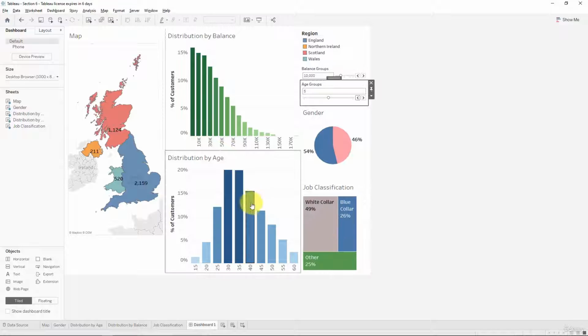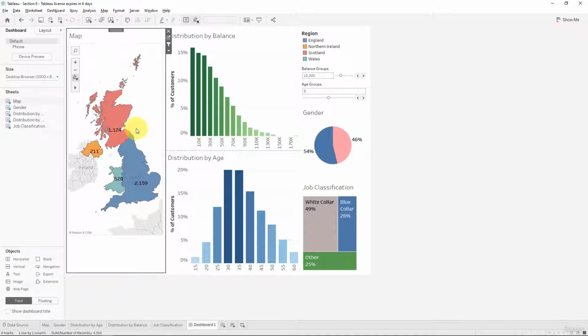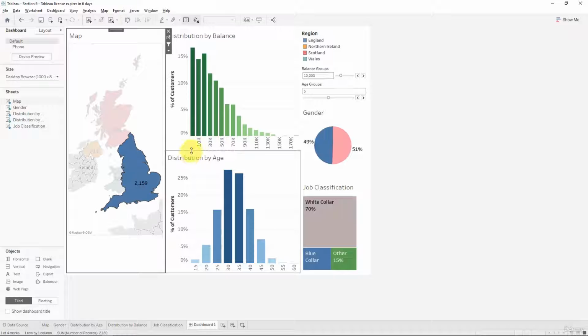All right, so now let's look at the regions and see how, when we click on them, they deviate from the baseline, because that is ultimately what we want to report: how each region is different from the overall average. So if we click on the United Kingdom, you can see that the distribution by balance doesn't change that much. Gender changes a little bit, but also not that much, so a 5% change.